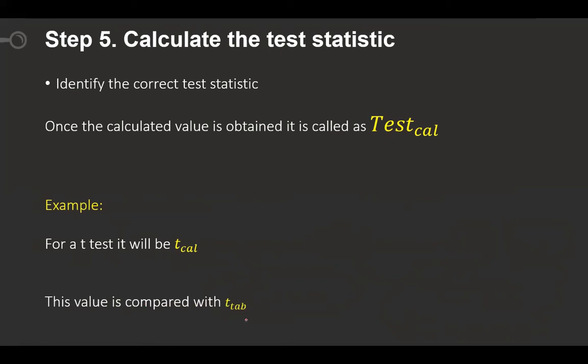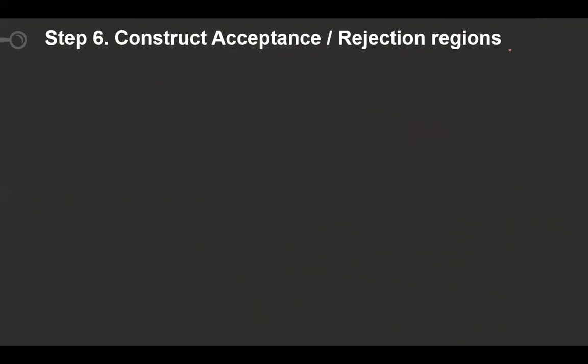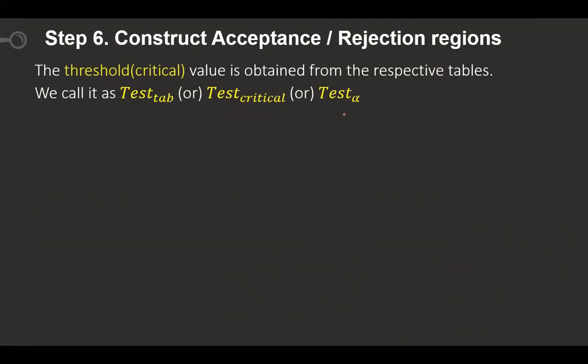Then the value is compared with the t-tab. I told you this is a tabulated value. So that's what we are going to write. Construct the acceptance regions. I told you already, we have to construct how to accept and reject. Now we are using hypothesis testing here, so we are not using a p-value to accept and reject the region. We are using the threshold value here. The threshold critical value is obtained from the respective table. What is the respective table? That value is called the tab critical alpha. So for a t-test, it means t-tab, or I'll call it t-critical, and t-alpha.